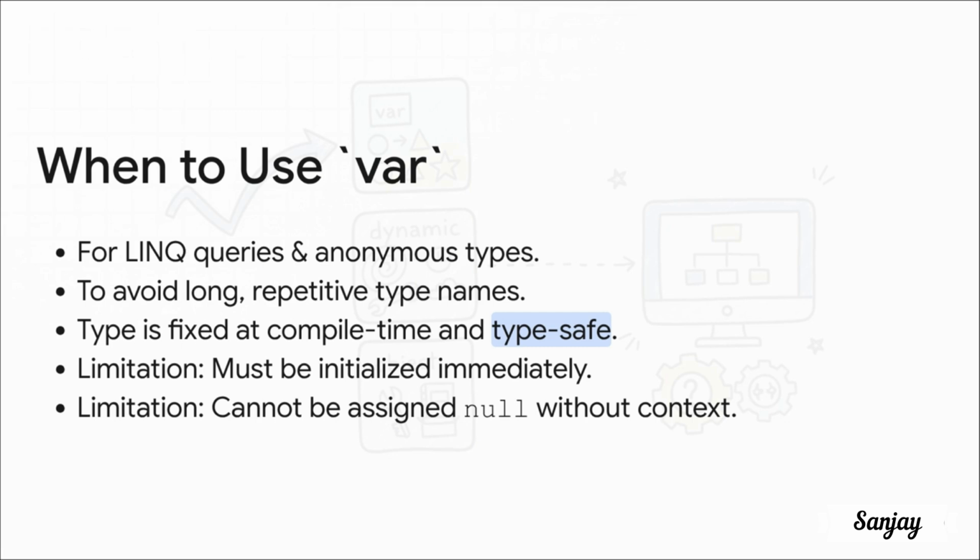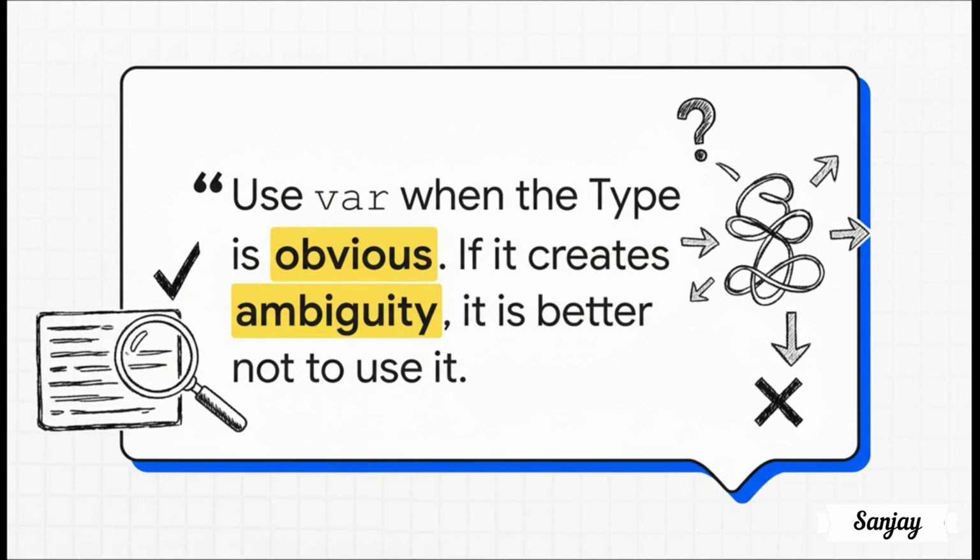But it's not a free-for-all. There are a couple of ground rules. First, you have to give it a value right away so the compiler knows what to do. And that means, second, you can't just assign null to it without any context. This quote just nails it. The golden rule for var is all about clarity for the human reading the code. If the type is super obvious from the right-hand side, like new Customer, then var is your best friend. But if the type is a bit of a mystery, say from a method call like GetSettings, do yourself and your team a favor and just spell out the type.